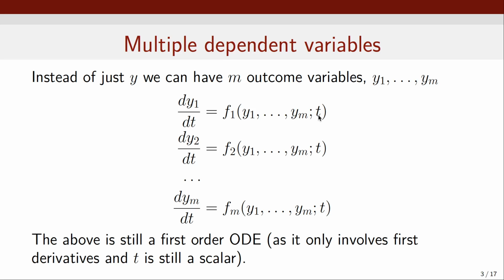So this is a system of first order ODEs. Again, it's first order because it only involves first order derivatives with respect to t. And t is still a scalar. If t was not a scalar, we would have PDEs, partial differential equations, not ordinary differential equations. And if we had higher order derivatives with respect to t, then this would be a higher order system, not a first order system.